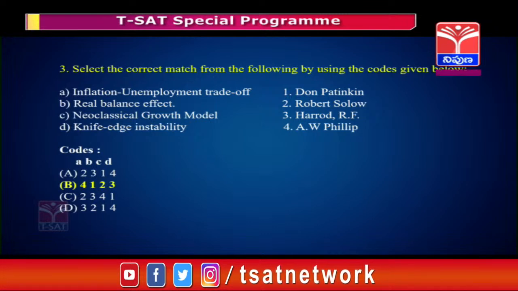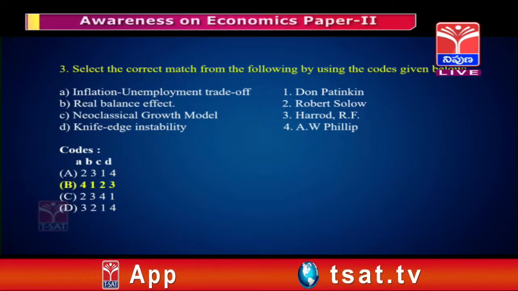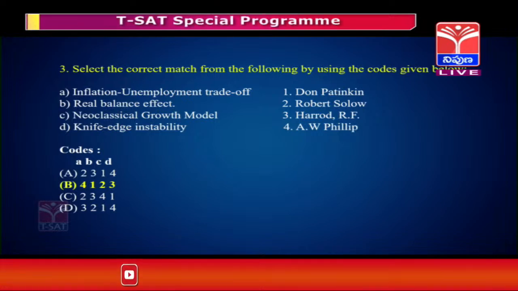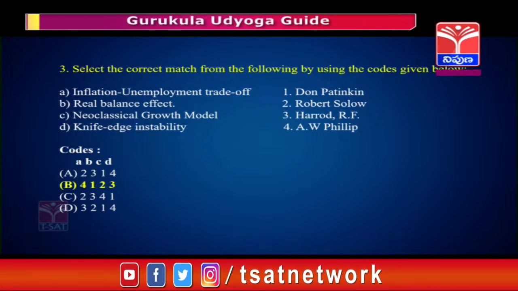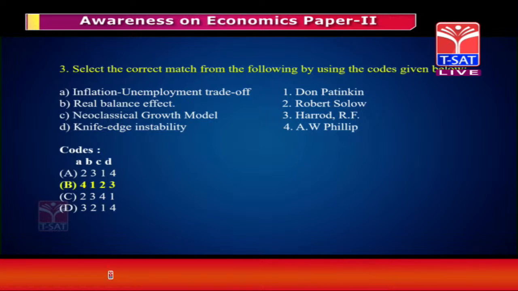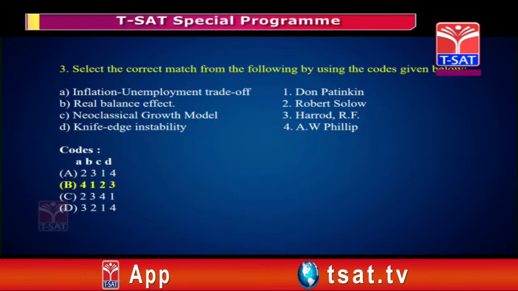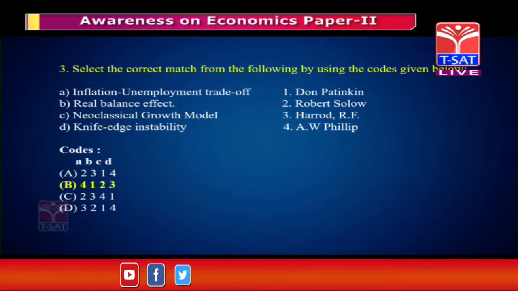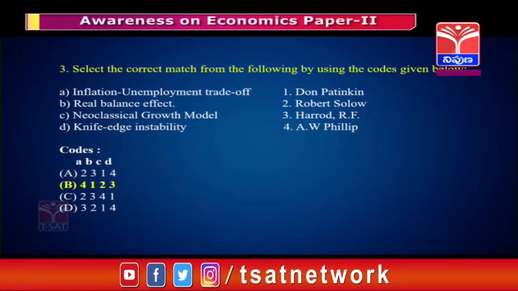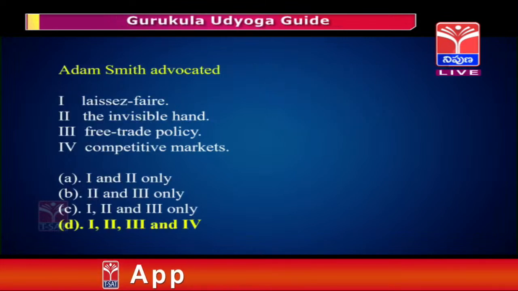Now we again are matching here. You will also have match the following questions where you have inflation unemployment trade-offs, which was given by A.W. Philip. You have real balance effect, which was given by Don Patinkin. Neoclassical growth model was given by Robert Solow, and your knife edge or instability was given by Harrod Arif. Right? Again, students, this is a little bit of memory based questions. Once you are able to understand about each model, what are the basic ideas, what characteristics have been considered in those models, you will be able to answer such match the following questions.